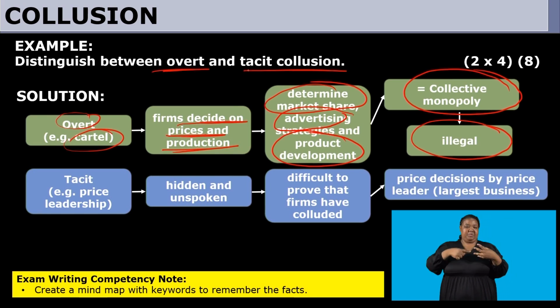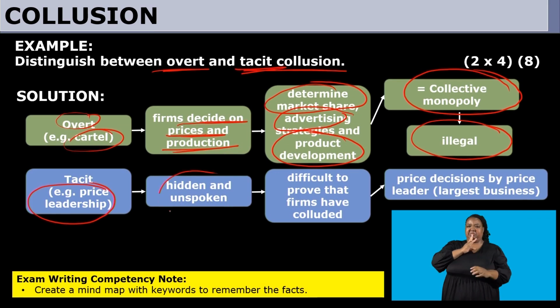Then tacit collusion, it is also known as price leadership. This one is hidden and unspoken. And it is difficult to prove that firms have colluded. So how do they collude? This is based on price decisions by the price leader.